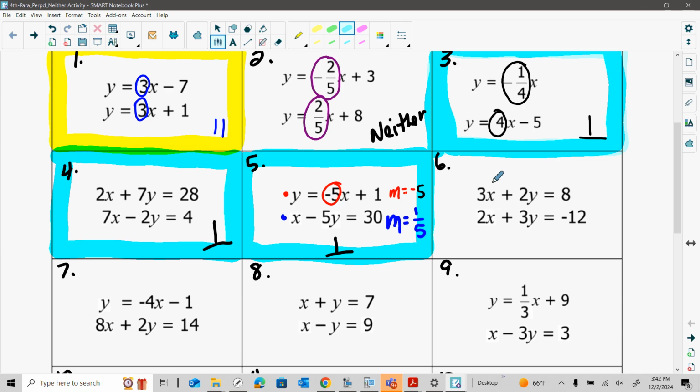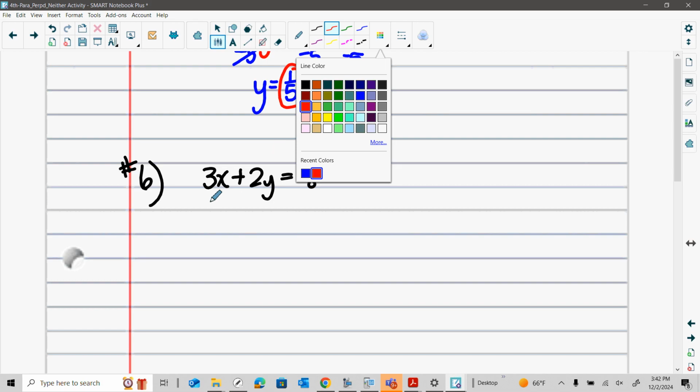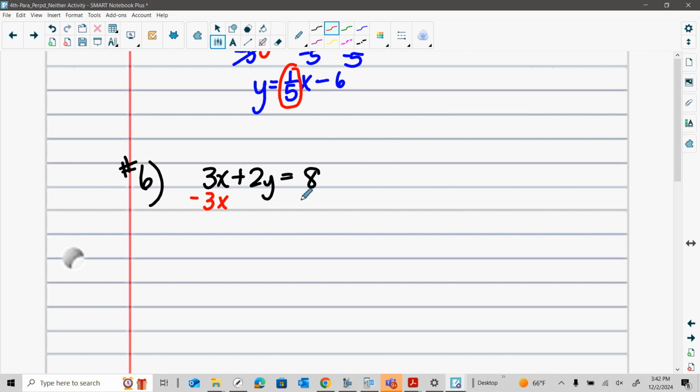So number 6 here is not in slope-intercept form. So we're going to need to work those out. Let me just kind of recap again. So you take your standard form. The first equation is 3x plus 2y equals 8, and we're solving for y. So we have to get rid of the x term by doing the opposite. So this becomes minus 3x, minus 3x.